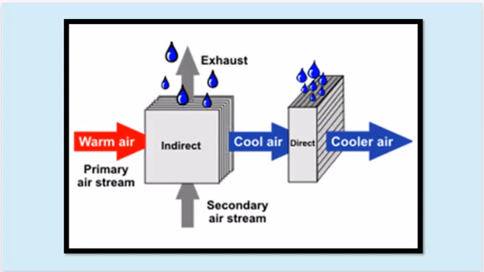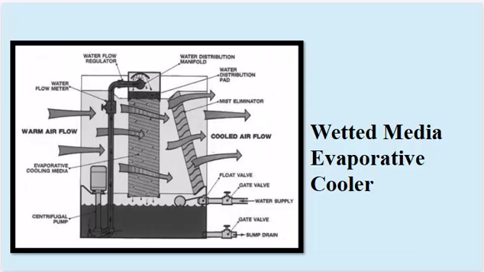The primary air stream, now cooler and drier, then enters the direct evaporative cooling section. In this section, the air is further cooled as it passes through a wetted media, where water evaporates and absorbs heat from the air. The resulting cooler and slightly more humid air is then delivered to the desired space. This system is efficient in cooling and humidifying the air, making it suitable for climates with low humidity.